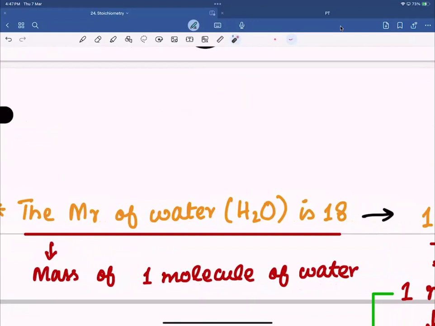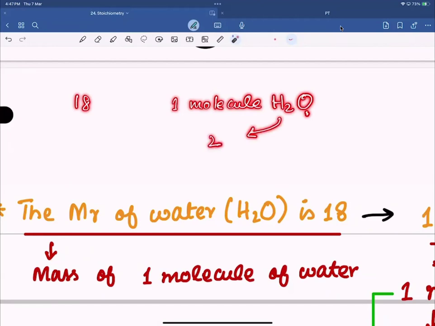Now tell me, if it's an Mr of 18, then how many molecules of water are there? 1 molecule. Okay. So in 1 molecule of water, how many hydrogens are here? 2 hydrogens are here. Is this understandable? Now, if I'm saying 18 grams, then how many molecules of water are there? Avogadro's number, 6.02 exponent 23 molecules of water.